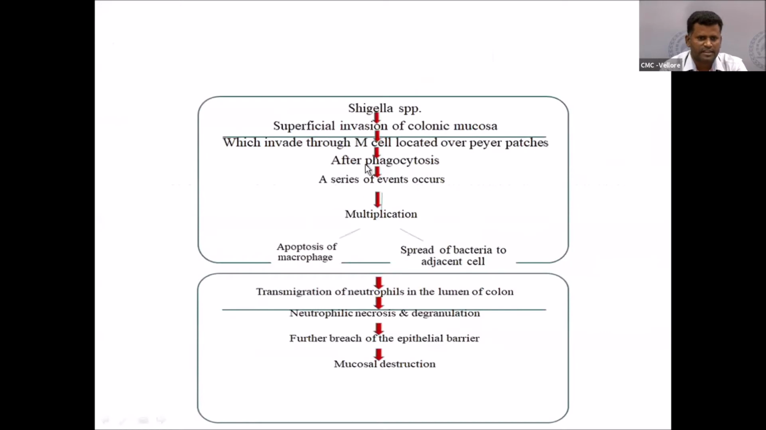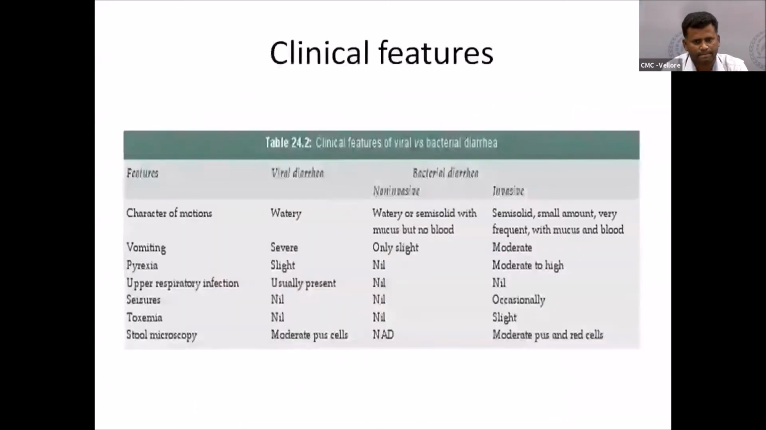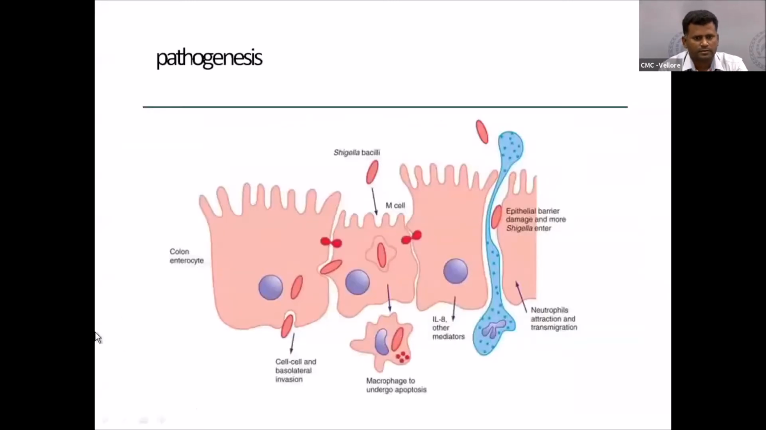So here they mainly invade the Peyer's patch, where they get phagocytosed, and thereby cause multiplication. Then neutrophils come in, and they cause necrosis and degranulation, thereby causing mucosal destruction and diarrhea. So this is the pathogenesis for Shigella. Shigella comes in, followed by macrophage phagocytosis, then neutrophils come in and destroy the tight junction.